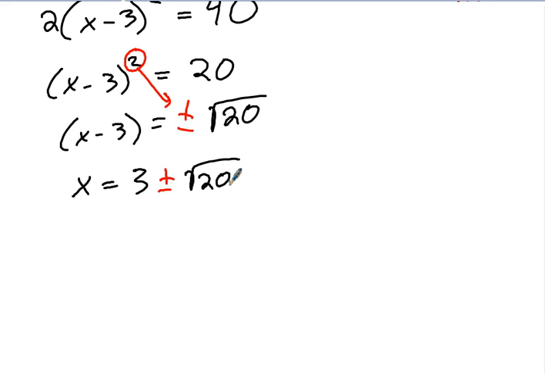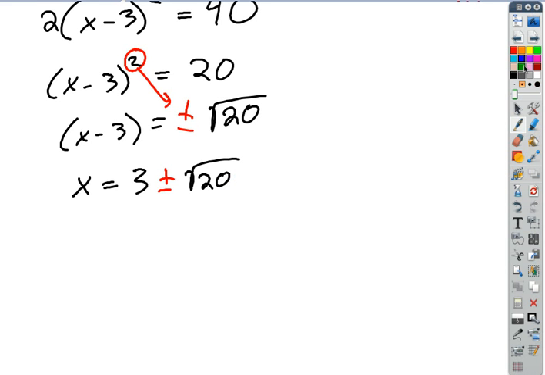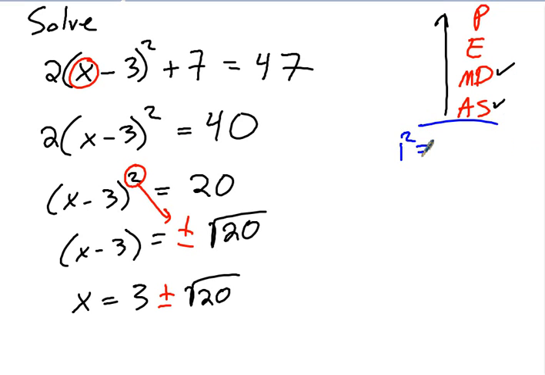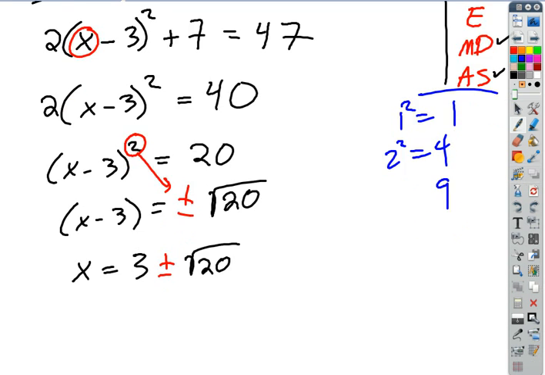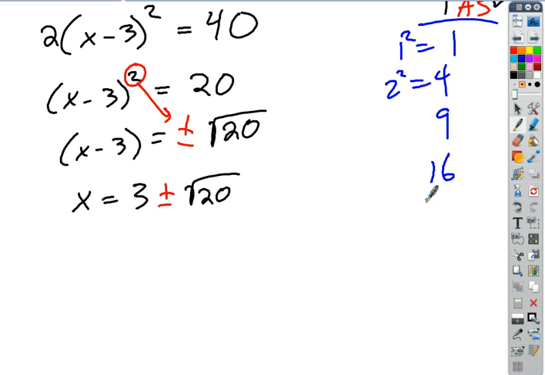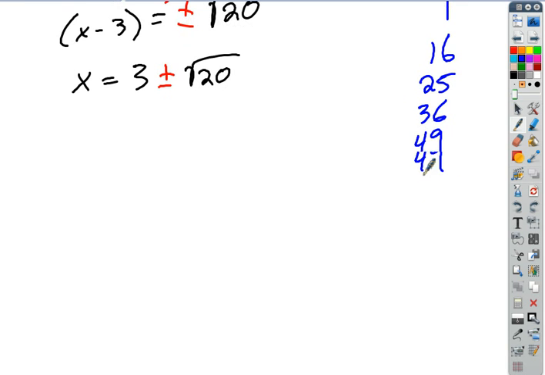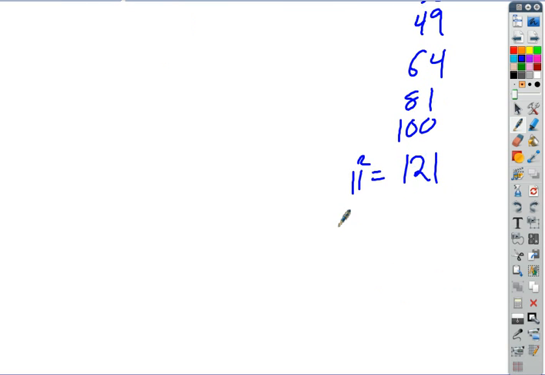Good. Now let's quickly review our perfect squares. What are our perfect squares? 1 squared is 1. We don't care about that one. 2 squared is 4. What's the next one? 9. 4 squared, 16. 36. 49. 9 squared. 10 squared. What's 11 squared? 121. Okay, good.